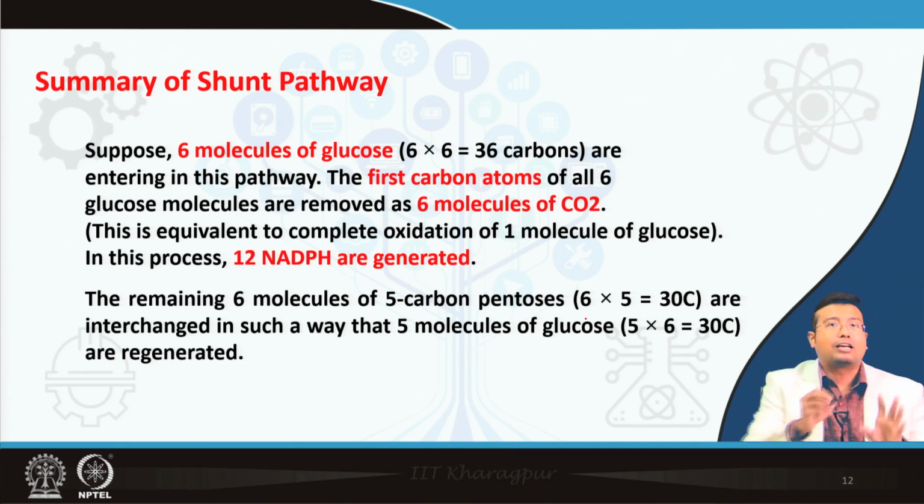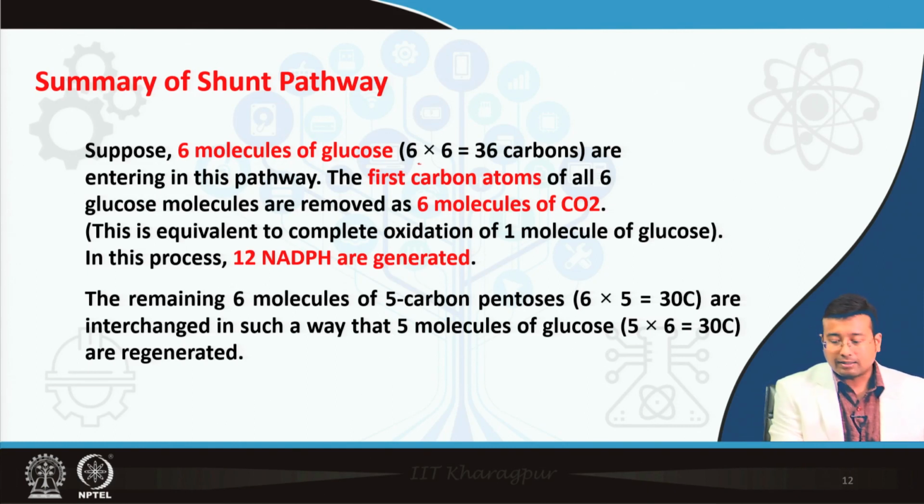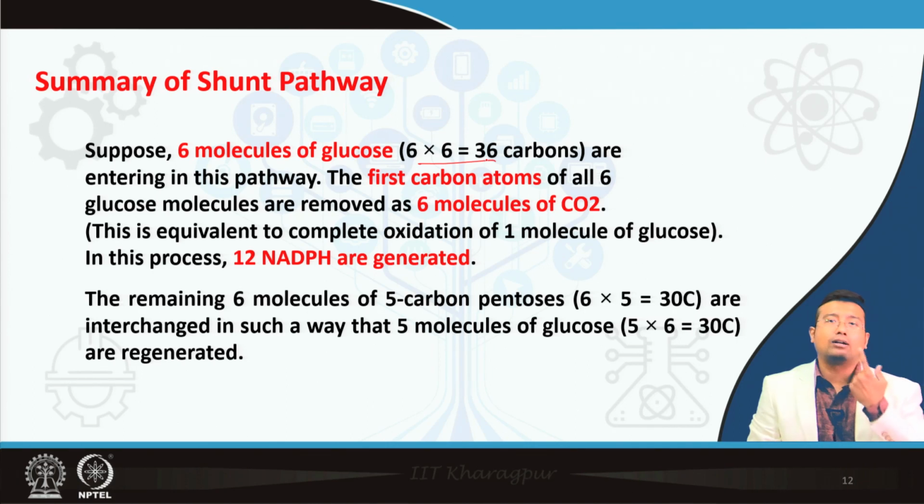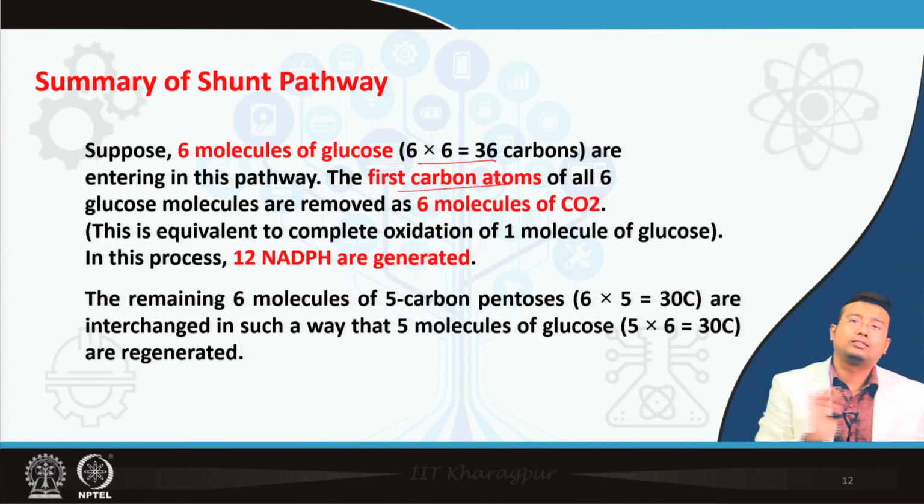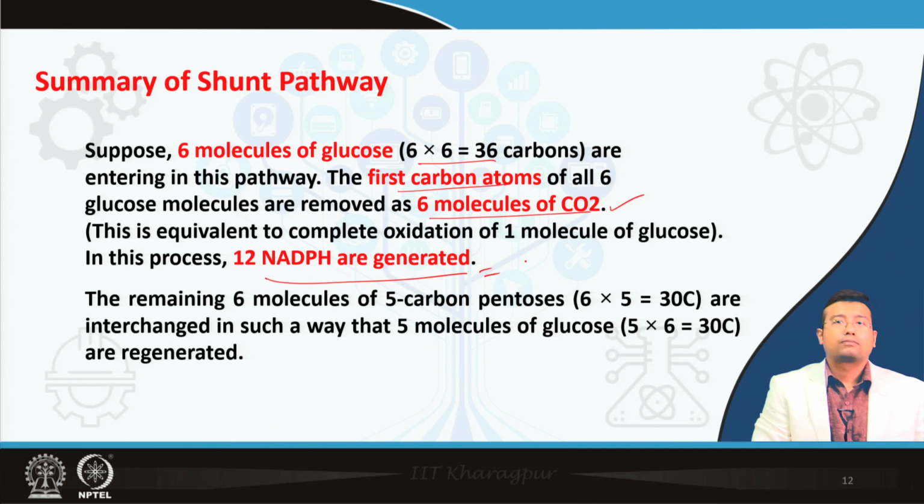So, what is the summary of the pathway? Considering 6 molecules of glucose, okay, that are 36 carbons, because 1 hexose glucose molecule has got 6 carbon atoms. So, the first carbon atom of each glucose is lost as CO2 in the oxidative phase itself. So, from 36 carbon atoms, that is 6 molecules of glucose, we will get 6 molecules of carbon dioxide, and 12 NADPH are produced, okay.